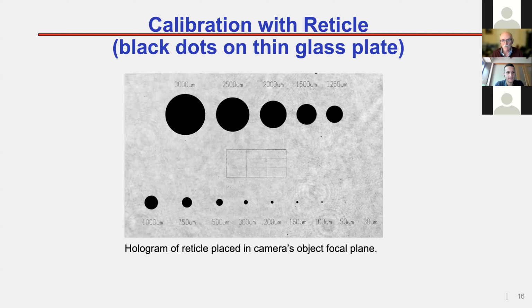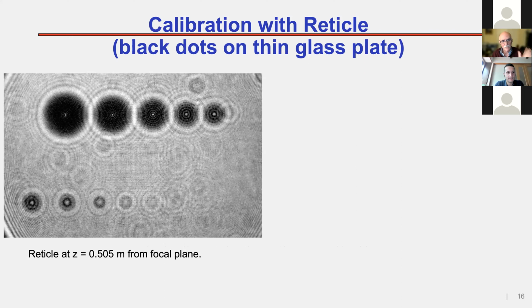Then if you take that reticle, don't change anything about the camera system or the lens or anything, and move the reticle over to the sidewall of the tank at a distance of 0.505 meters away from the focal plane, and take the picture again, you get this. And we use digital reconstruction software that was given to us by Joe Katz at Johns Hopkins University, to reconstruct what this hologram tells us about the object that was at 0.505 meters.